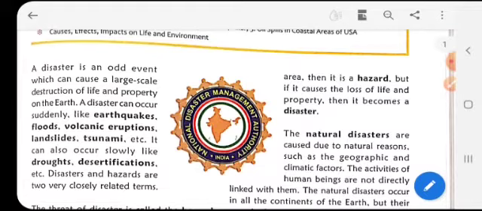So when we face the earthquakes, floods, and volcanic eruptions, these are caused by nature. This is natural and this can happen anytime. So these are called natural disasters.